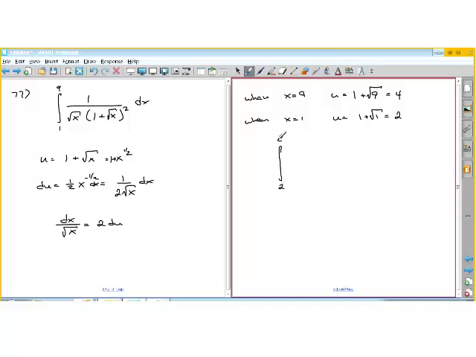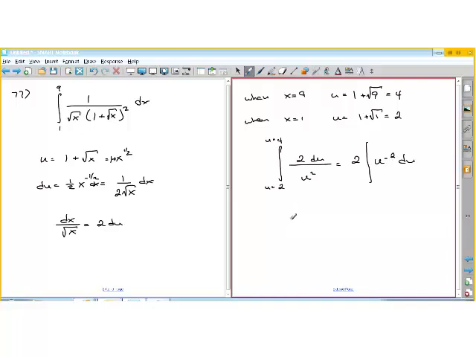We integrate from 2 to 4 because now it's u and not x. And for dx over the square root of x, I can put in 2 du. And for 1 plus the square root of x, I can put in u, so I get u squared. So I'm going to factor out the 2, and for 1 over u to the second power, I'm going to put in u to the minus 2.